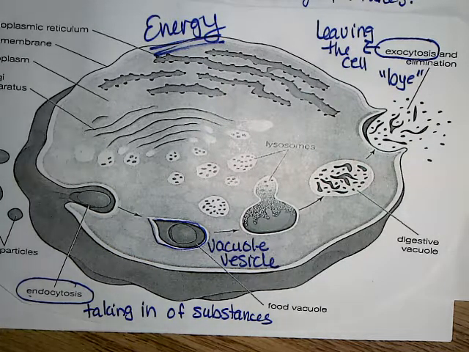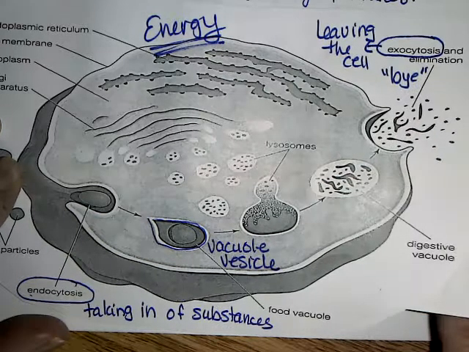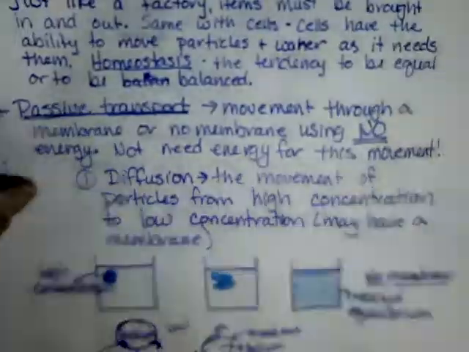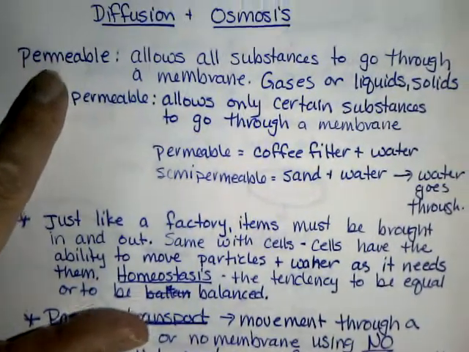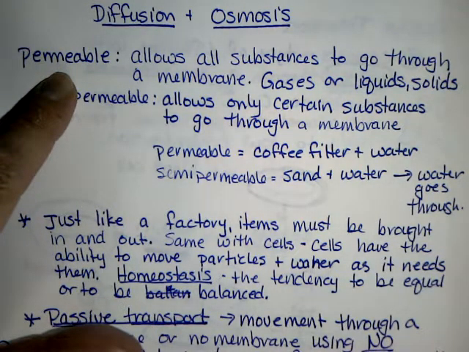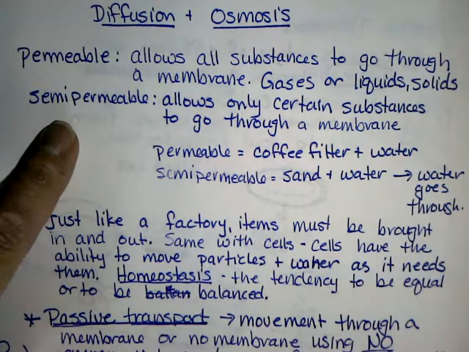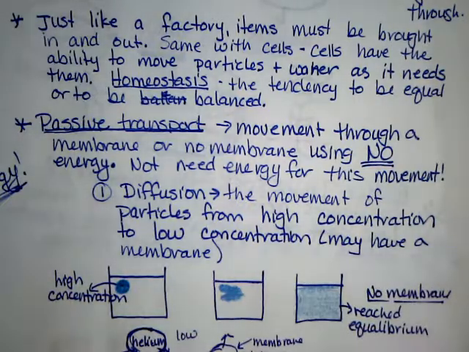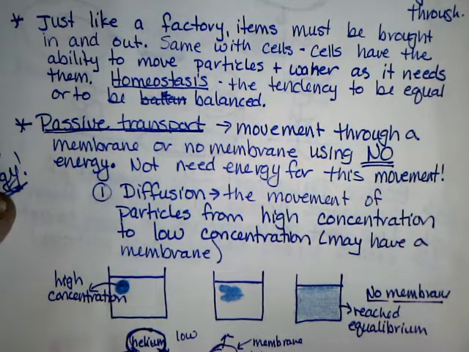So I'm literally going to take 30 seconds and go through everything real quick, and then I'll go over your lab. All right, here we go. Permeable lets all substances go through a membrane. Okay? Semi-permeable only lets certain things go through a membrane. Passive transport does not require any energy for a substance to move from one location to the other location. You're going from high to low.